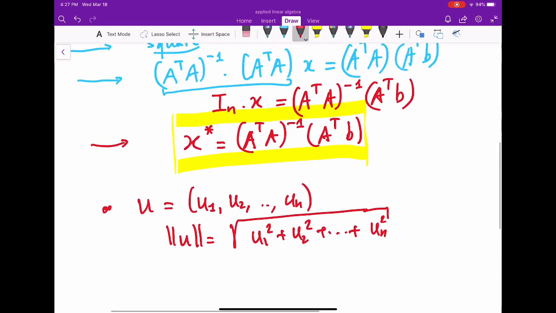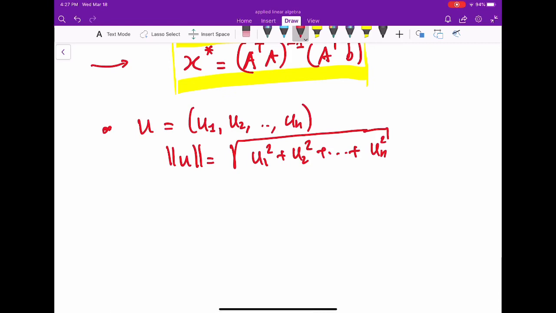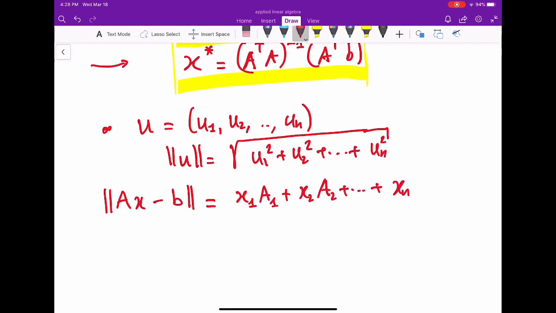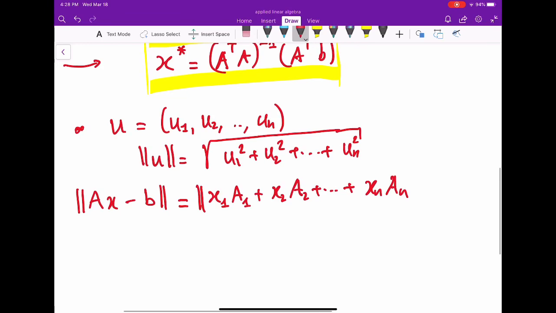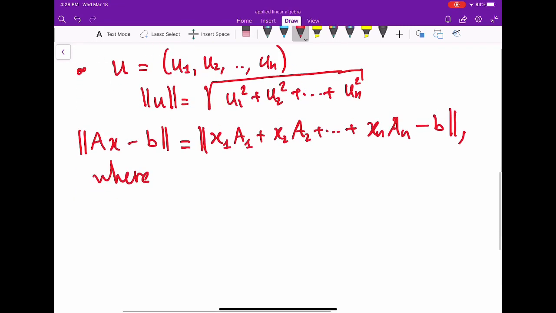So basically, if we write matrix A in column form, we have the following: Ax minus b. That is the norm of x1 A1 plus x2 A2, and so on, plus xn An, minus b, where A1, A2, and so on, An are columns of A.